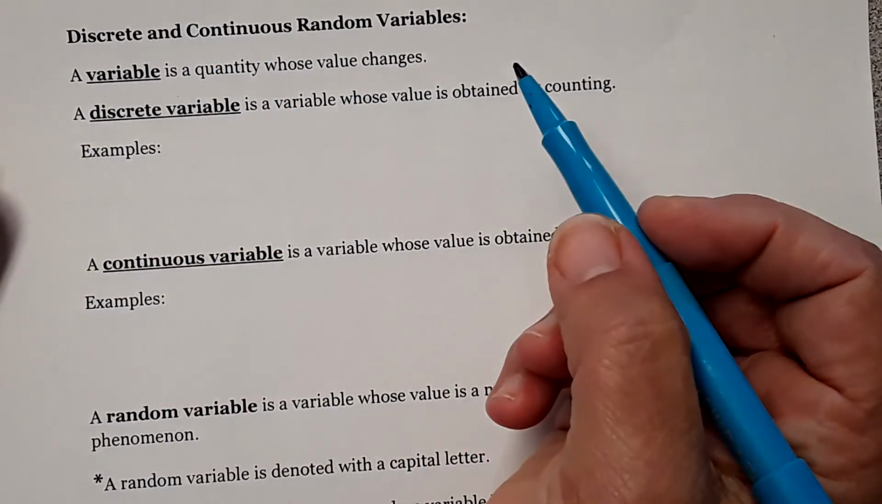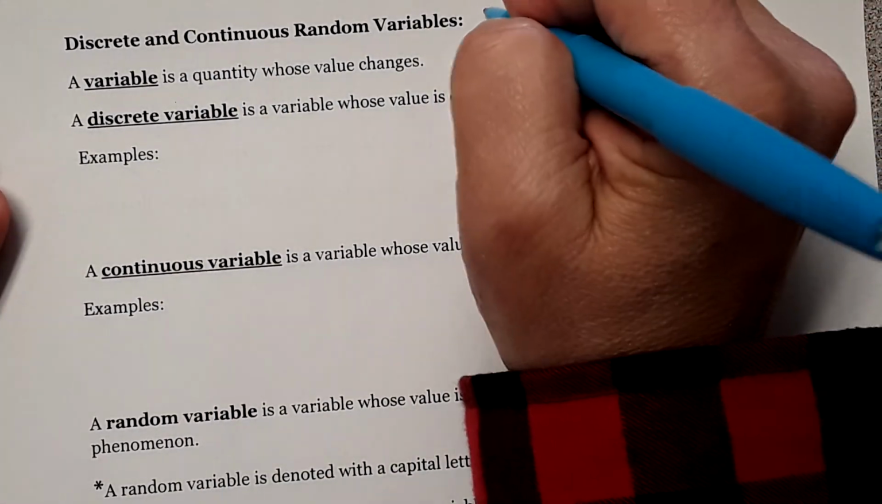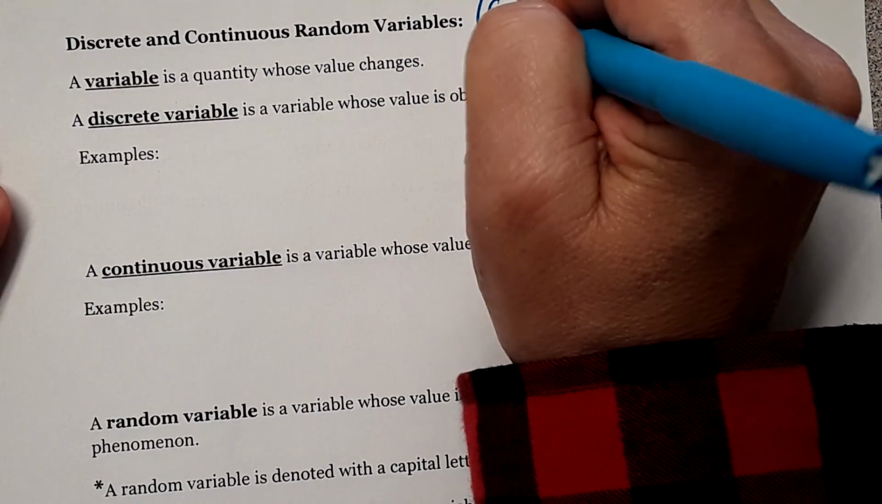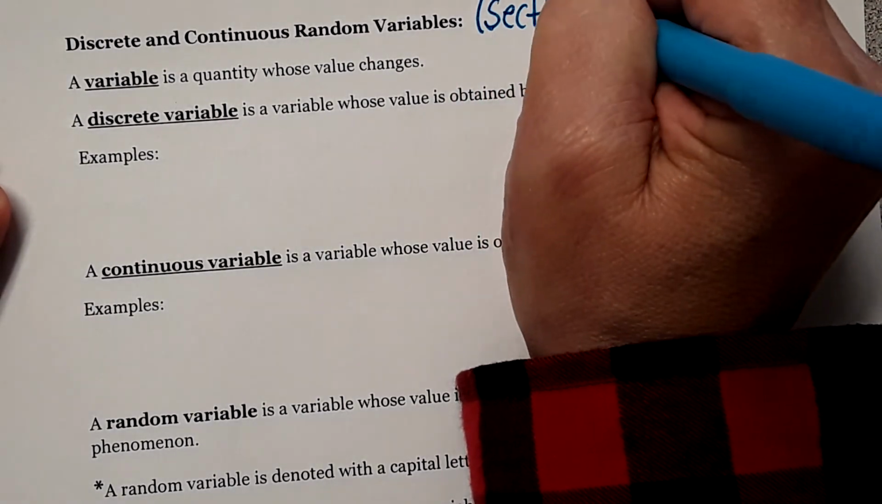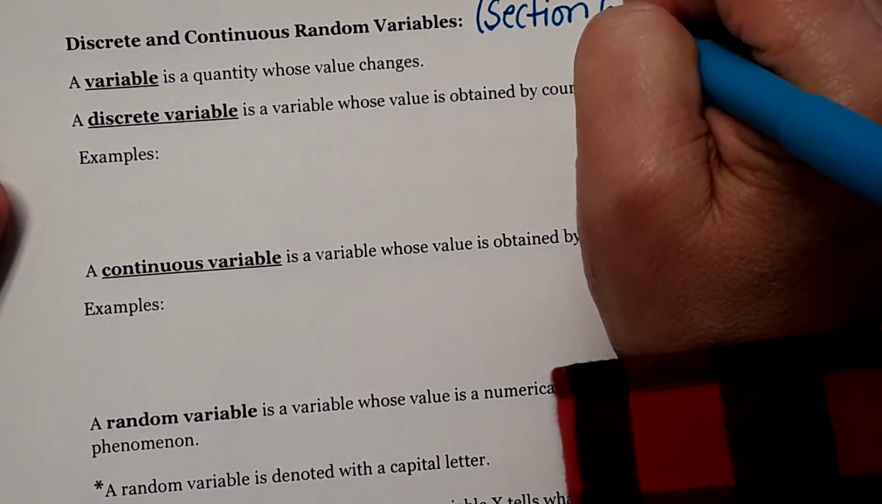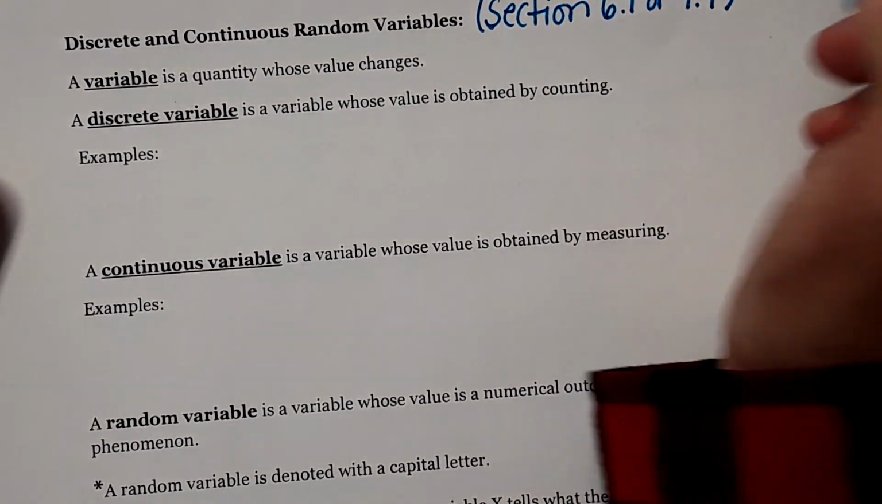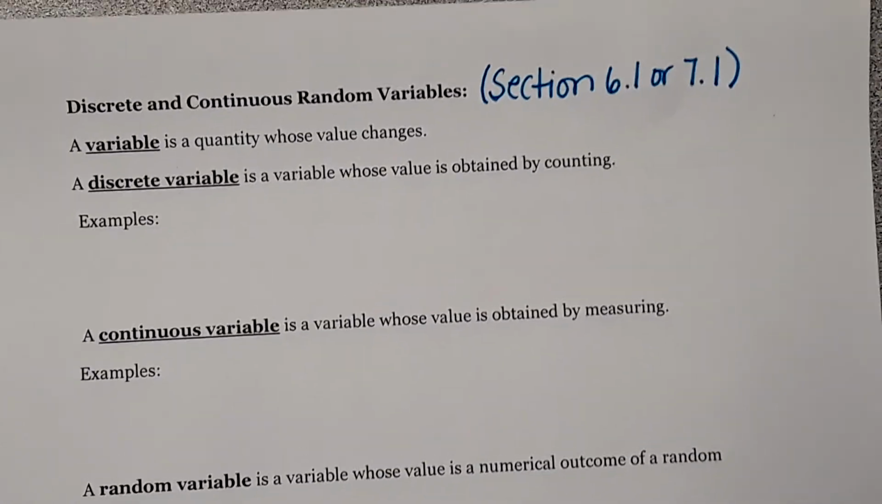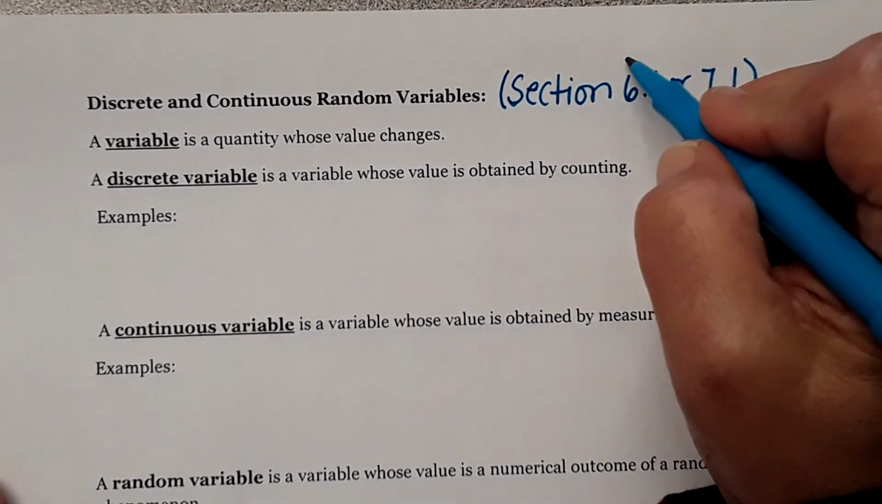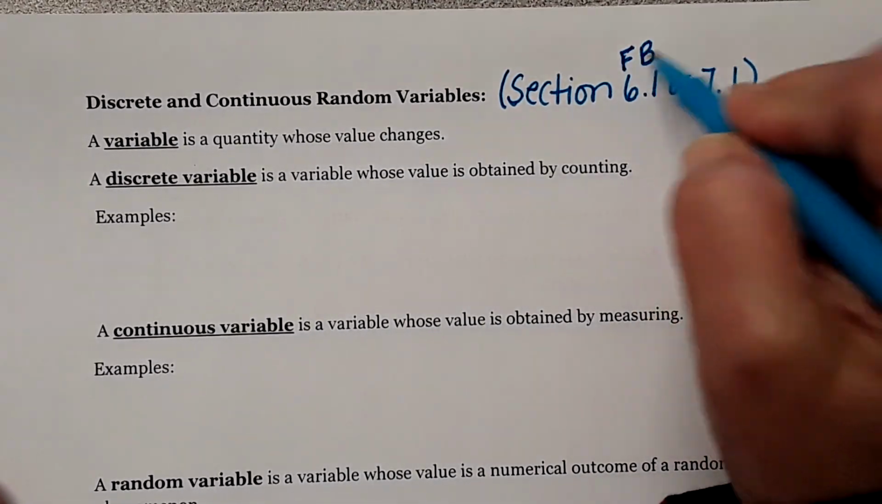So, discrete and continuous random variables. This is going to be section 6.1 or 7.1, depending on which book you're in. Okay? Flamingo book, blue book.